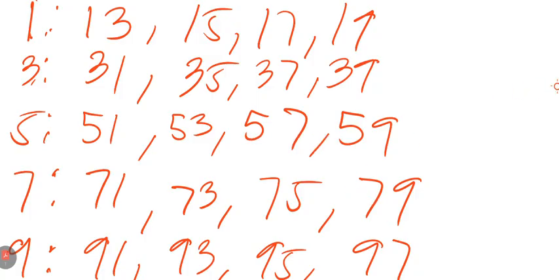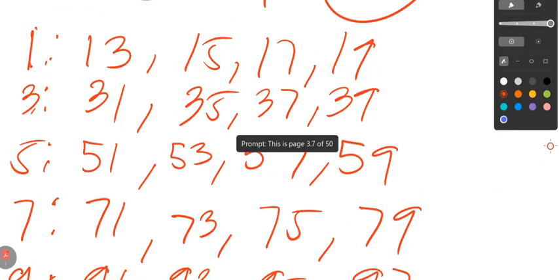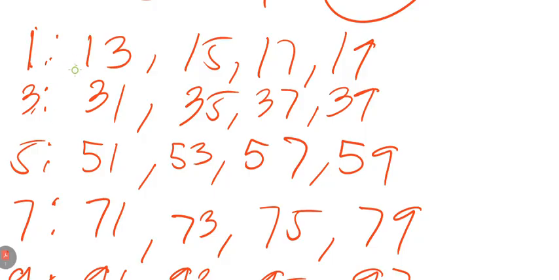Now, which ones would be prime? Okay, 13 is a prime number. 15 is divisible by 5, so that cannot be. 17 is a prime, and 19 is a prime. Next, 31 is a prime. 35 is divisible by 5. 37 is a prime, and 39 is divisible by 13. Next, 51 cannot be. 53 is a prime. 57 is divisible by 3, and 59 is a prime.